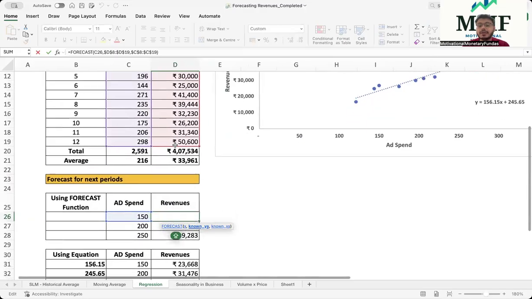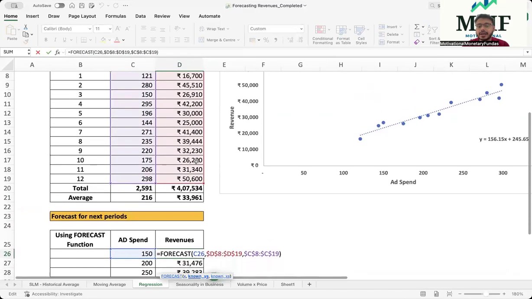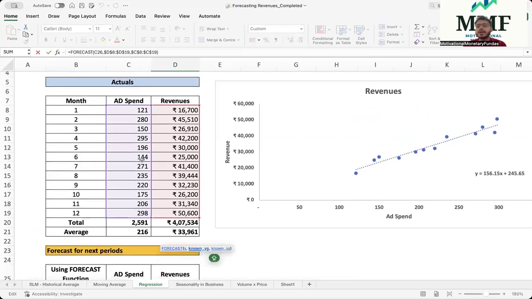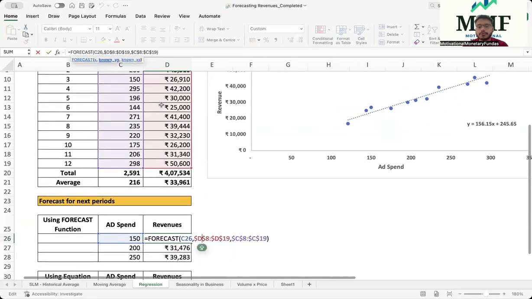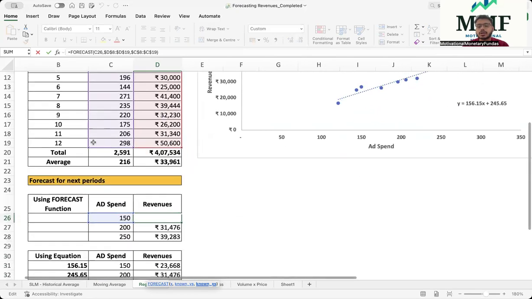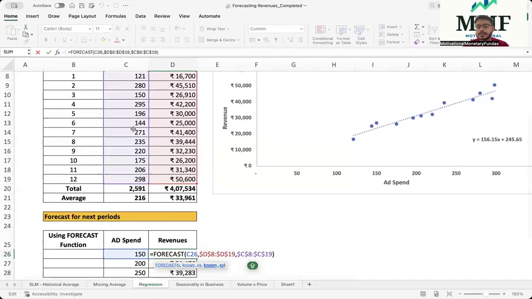So that's my dependent variable, right? Y is my dependent variable, correct? And all the numbers are revenue, and revenue is my dependent variable. So I've selected the column for dependent variable. Comma, it says known x. X is my independent variable. Ad spend is my independent variable. So I've selected all the numbers of the dependent variable and all the variables of the independent set.